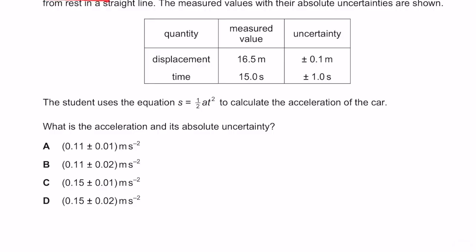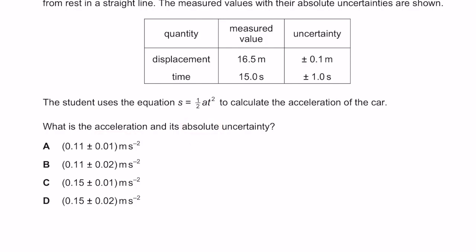A student takes measurements to determine the constant acceleration of a model car moving from rest in a straight line. The measured values with their absolute uncertainties are shown. And the student uses this equation to calculate the acceleration. They ask what is the acceleration and its absolute uncertainty. Means they are asking about delta A.